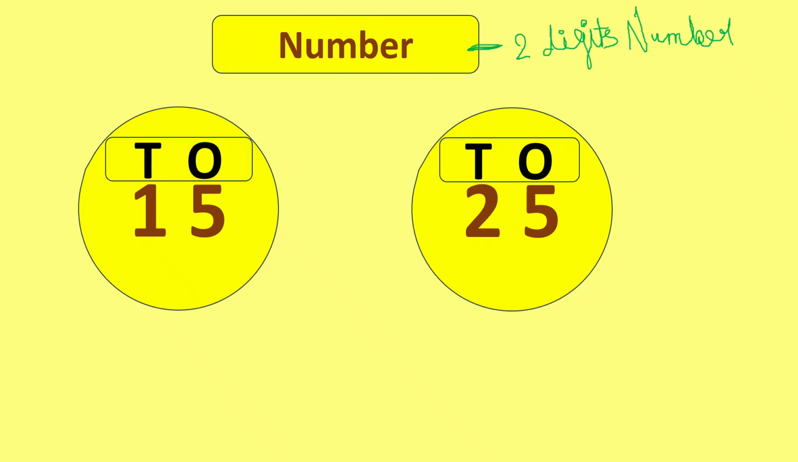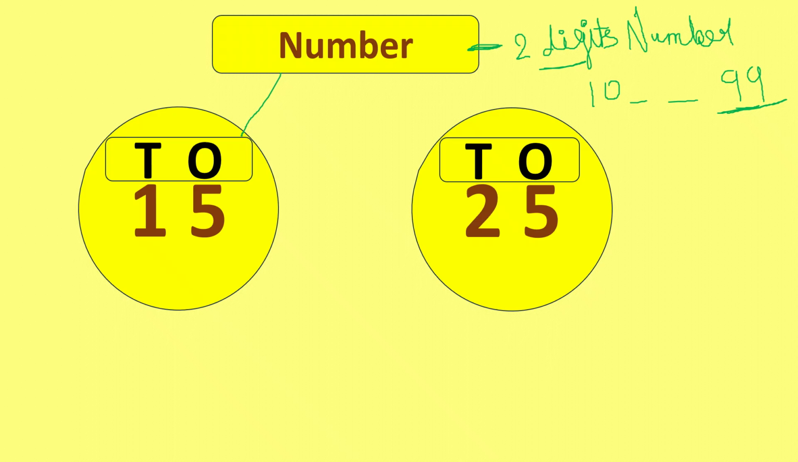It's a digit, bacha. Okay. So it's a two-digit number. What is the two-digit number? Anything which starts from 10 and the last number is 99. So 10, 11, 12, 13, 14, and so on. And the last one is 99. They are all two-digit numbers. Clear?